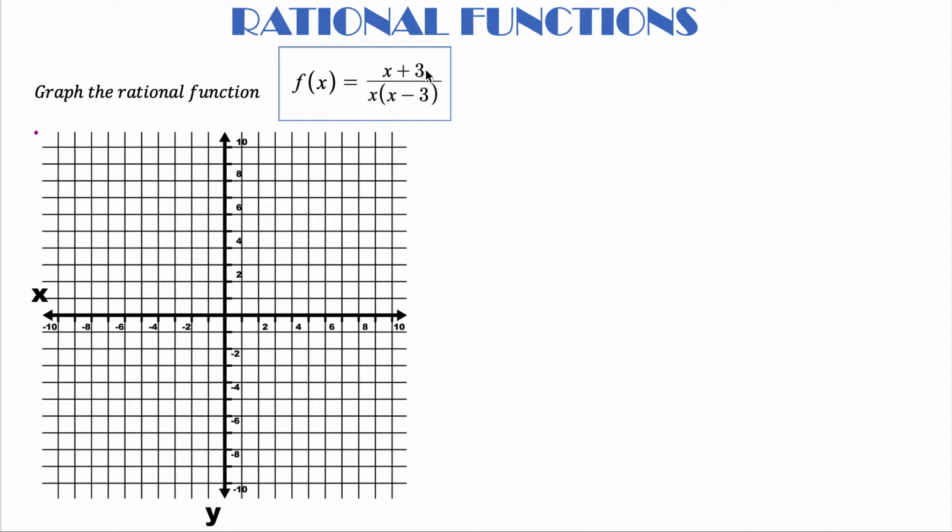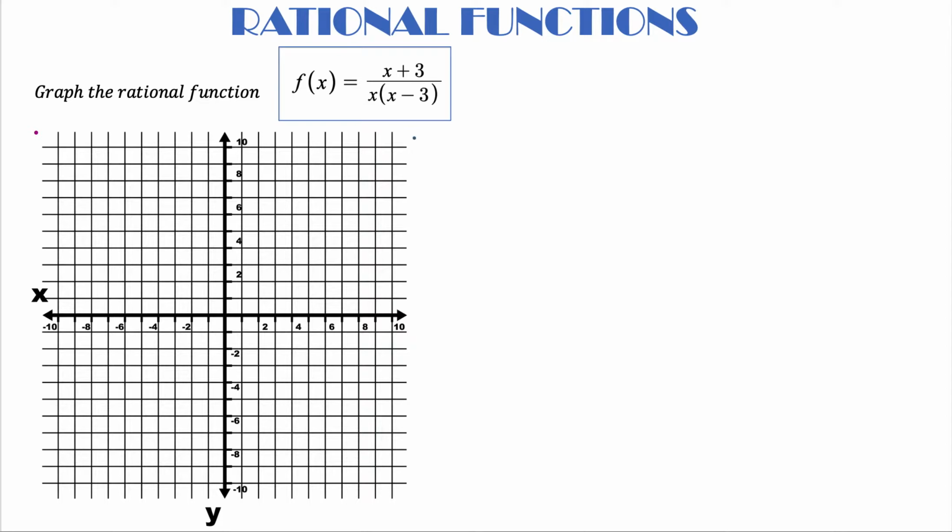This function is neither even nor odd. So it's neither odd nor even. So it's not symmetrical with respect to the origin, and neither is it symmetric with respect to the y-axis. So this is a neither. So for the axis of symmetry, it doesn't have one. So now let's find the other important points here.